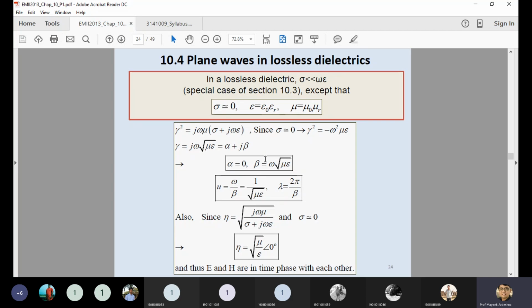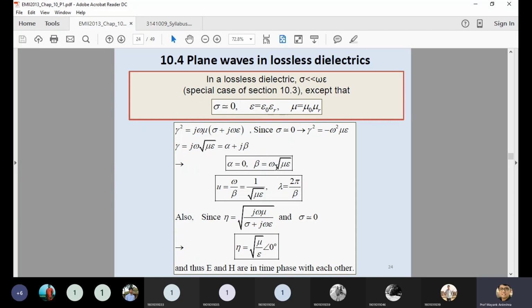Okay. Now for the same waves, if I am considering a lossless dielectric, then you have to consider the conductivity to be 0, epsilon replaced with epsilon 0 epsilon r, and mu equal to mu 0 mu r. So the difference between lossy and lossless is that if you are dealing with a lossy medium, then it has some values in terms of alpha. But if you consider lossless, then the alpha term is 0.